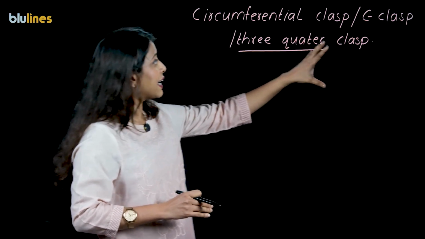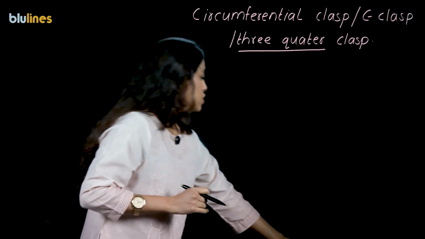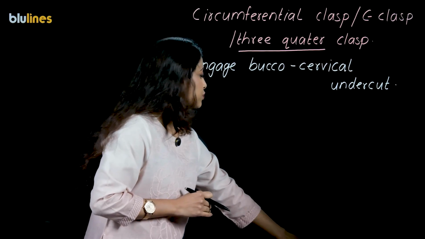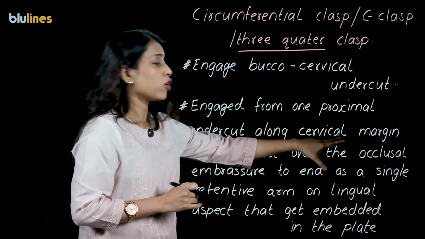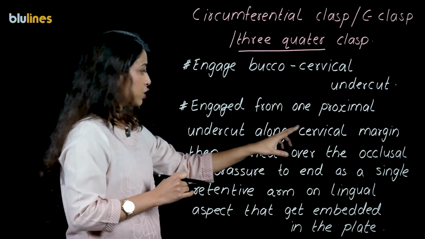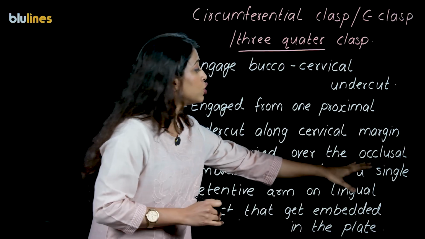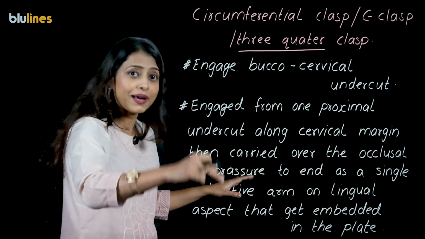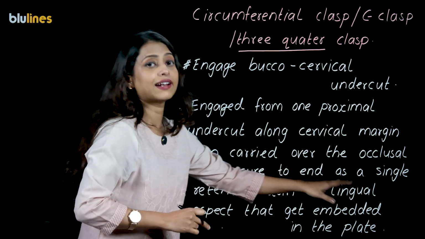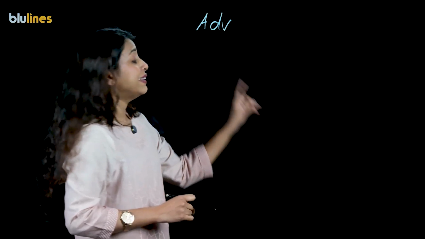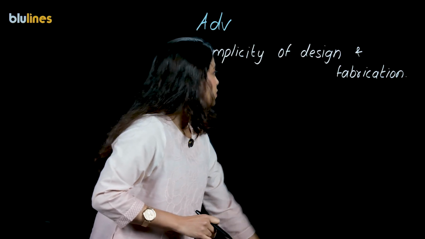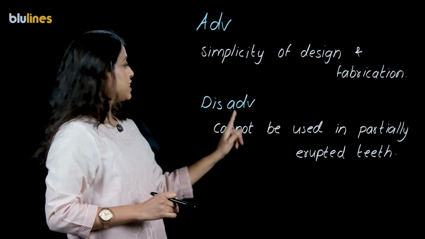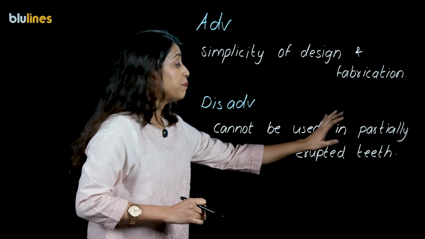Circumferential clasp, C-clasp or the three-quarter clasp. So, this is a clasp which engages the buccocervical undercut. It is engaged from one proximal undercut along the cervical margin of the tooth, then carried over the occlusal surface of the tooth into the palatal aspect and ends as a retentive arm in the palatal aspect, which is embedded in the acrylic plate. The advantage of the C-clasp is the simplicity of its design and fabrication. The disadvantage is it cannot be used in partially erupted teeth.